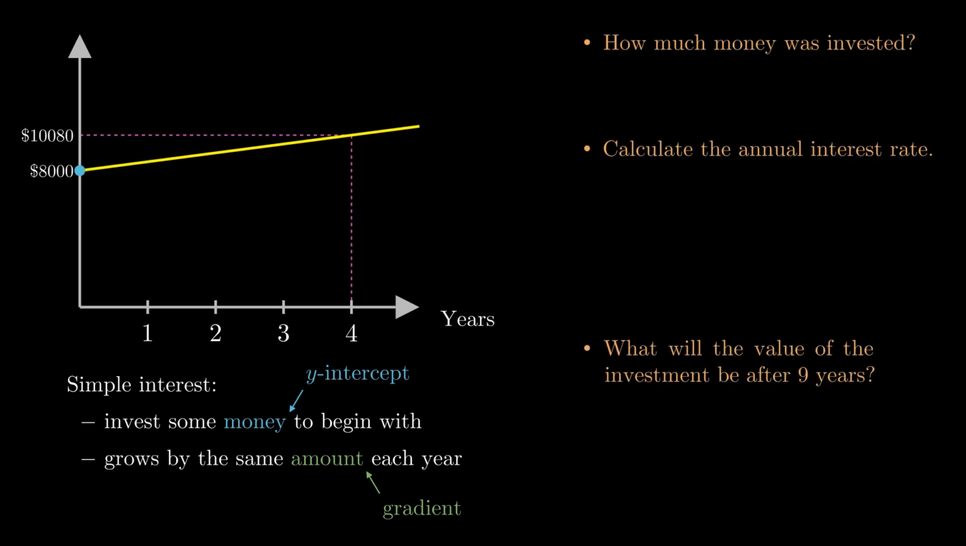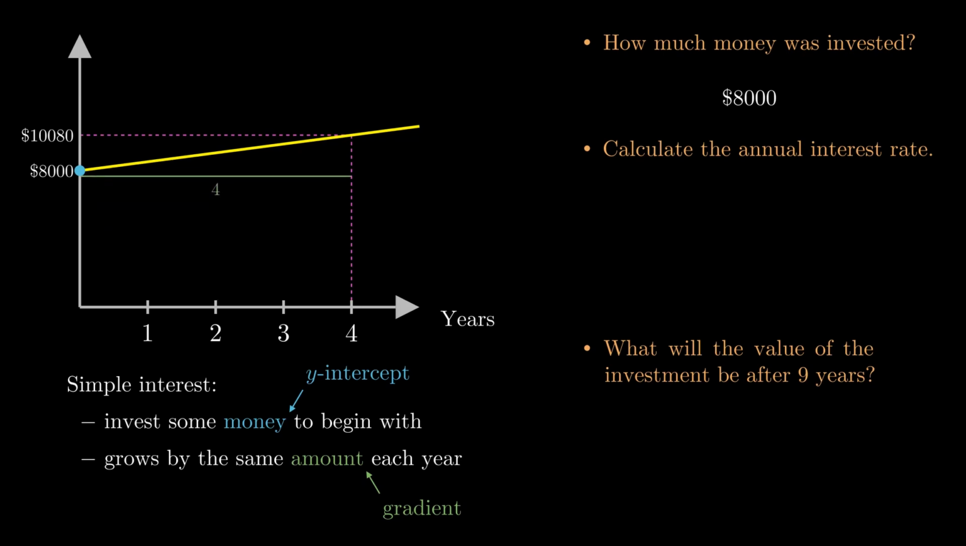So first, how much money was invested? Well, we know that's just our y-intercept, which is $8,000. Then we want the interest rate. So that's to do with how fast the money is growing, which has everything to do with the gradient. So let's work out that gradient first from the graph.